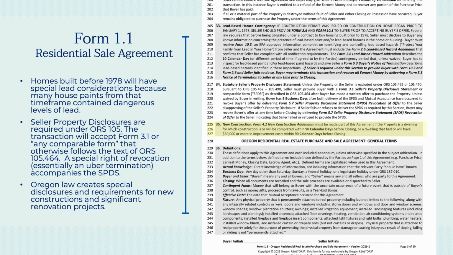This provision essentially says if your property has one of these things true about it, it's a new construction, it had certain renovations of certain value that happened within the last 90 days, then you gotta provide this additional form that covers additional protections to keep you compliant with Oregon law.